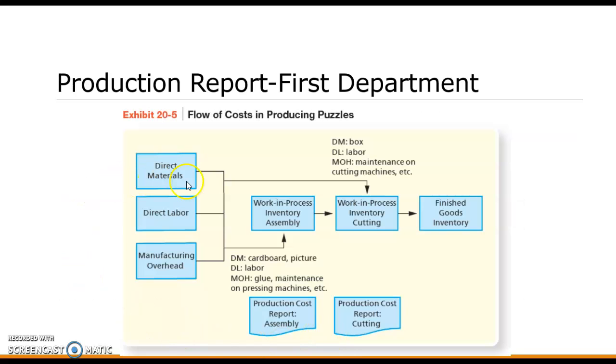Okay, so this again shows us the flows. We have direct material, direct labor, and overhead going into the assembly work in process. Then the ones that are done with assembly go on to the next process, which is cutting. Then more direct materials, more direct labor, and more overhead go into the cutting process. Then the puzzles that are fully complete from that process go to the distribution warehouse, which is the finished goods inventory in the general ledger.